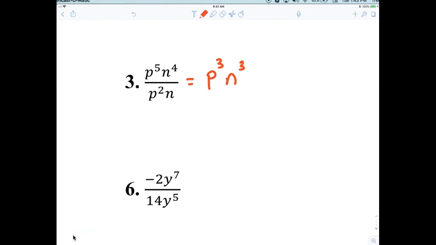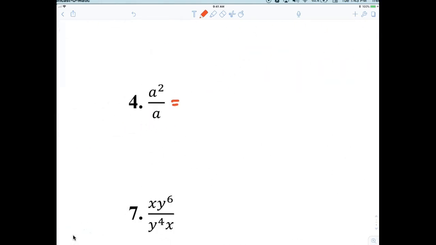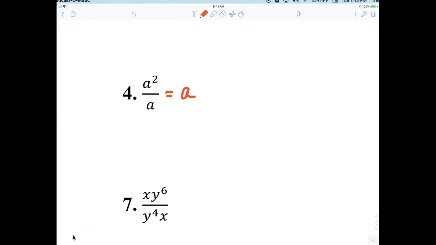I used to tell all my kids, there's no reason to celebrate because you're used to getting them right. When you're celebrating, that usually means you got them wrong. Same thing. You know you're getting it right. Number 4. Here we go. A squared divided by a is a.